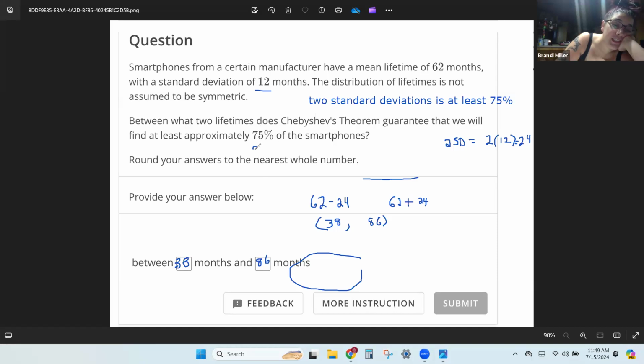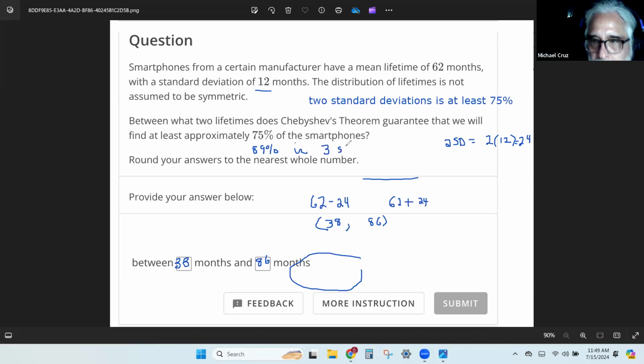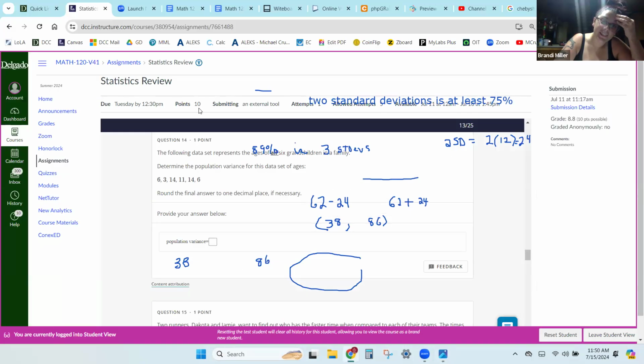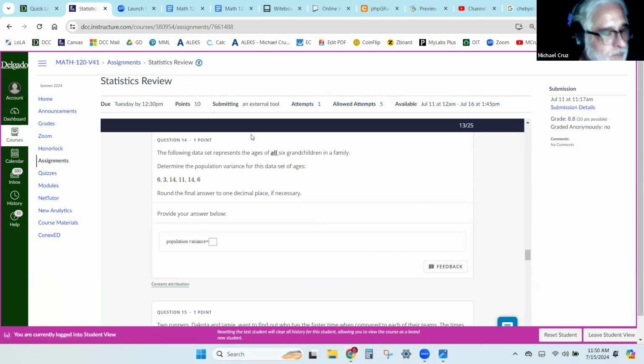It's easier than I realized. So 89% is three standard deviations. If it said 89%, then you would just multiply 12 times 3, or 36, and then subtract 36 and add 36. I must have been staring at the computer too long yesterday, because it's a lot easier if you look at it than I was thinking it would be. So thank you.